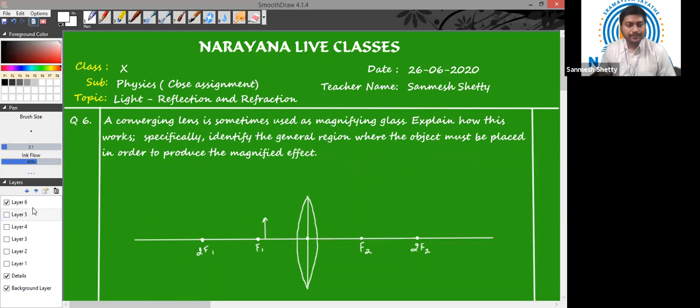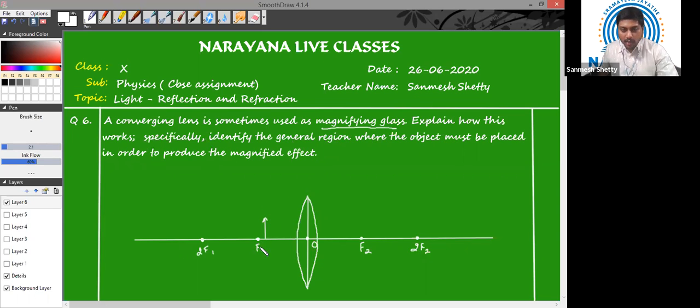Last question. A converging lens is sometimes used as a magnifying glass. Explain how this works. Specifically, identify the general region where the object must be placed in order to produce the magnified effect. Just now I have discussed in our last question, if the object is placed between focus and the optical center, the image formed will be virtual and highly magnified. So this property of a convex lens is used in magnifying glasses. So let us draw it using our ray diagram.